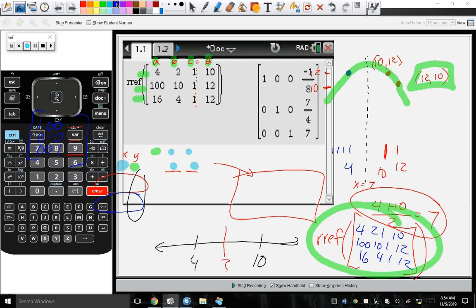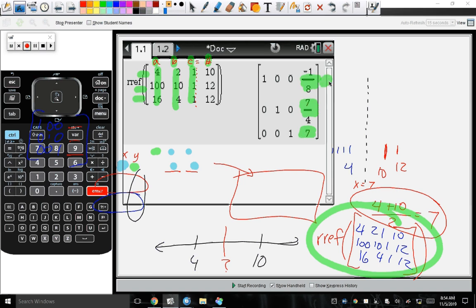And you see my answers here. So my answers, because A was first, B was second, and C was third, will spit out as A, B, and C. So we'll say A is equal to -1/8, B is 7/4, and C is 7.